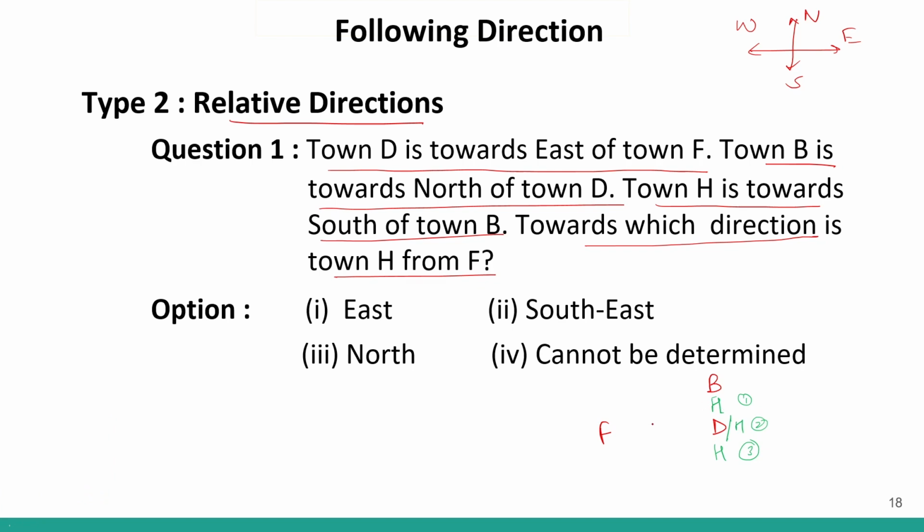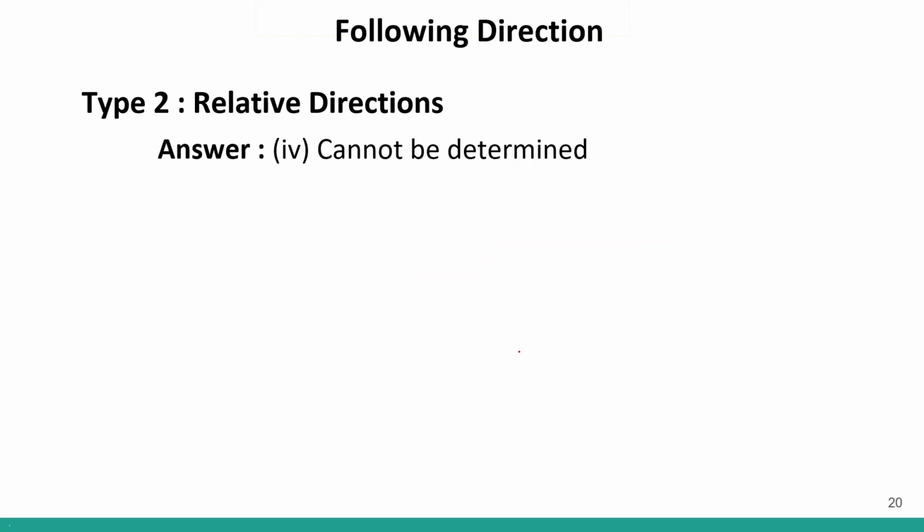So if H is here, that means it is in the northeast direction. If H is here, it means it is in the west direction. And if H is here, it is in the east direction. And if H is here, that means it is in the southeast direction. So we cannot really determine the exact direction of H with respect to F. Therefore, our answer will be option number 4, cannot be determined.